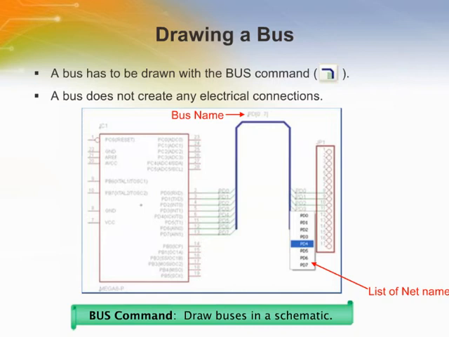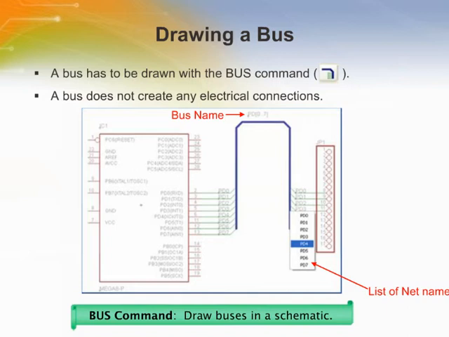Buses receive names which determine which signals they include. A bus is a drawing object. It does not create electrical connections. Connections are always created by means of nets and their names. The associated menu function is a special feature of a bus.